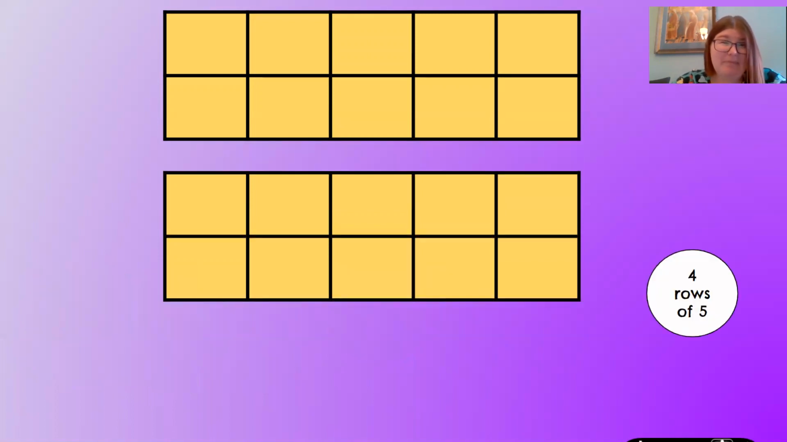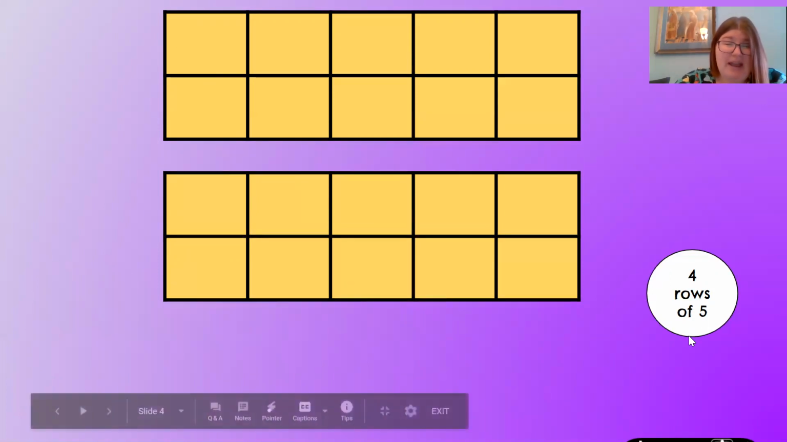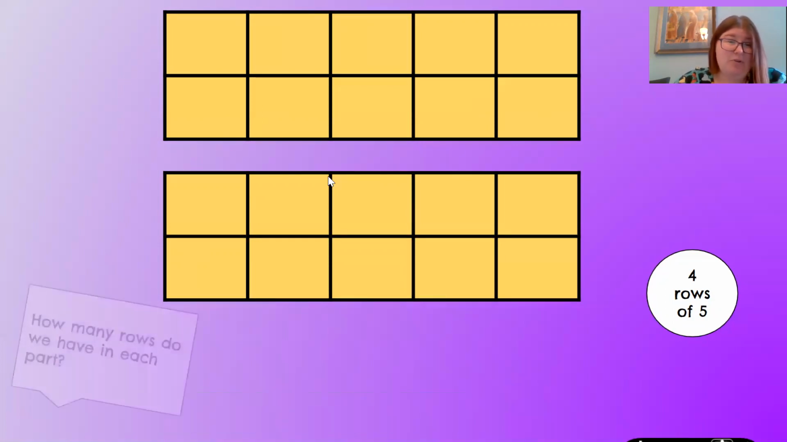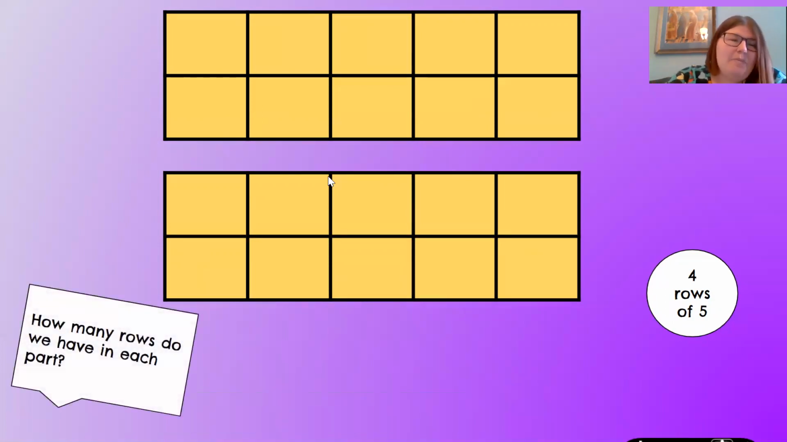So I would actually split them right down the middle because I do have an even amount. So I know I have 2 rows up here and 2 rows down here. So I've taken my 4 rows of 5, I've kept my 5, and I've just split the rows into 2 equal groups. How many rows do we have in each part? You said 2, nice job.